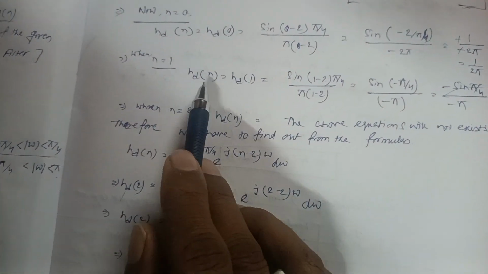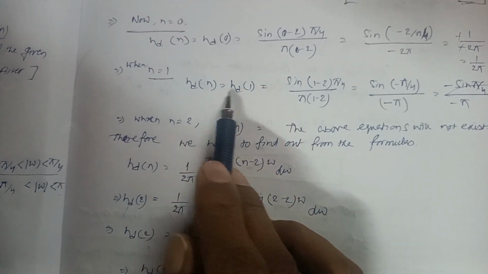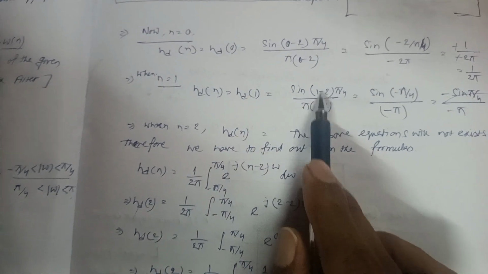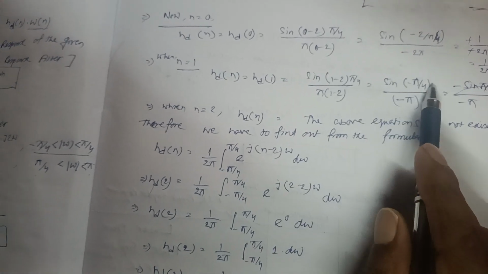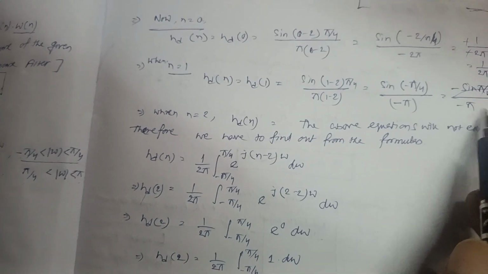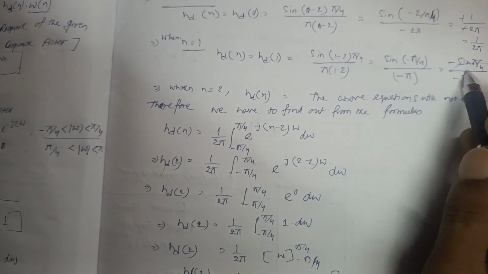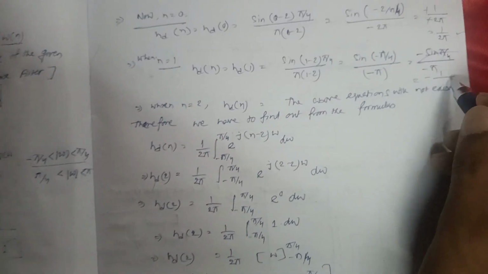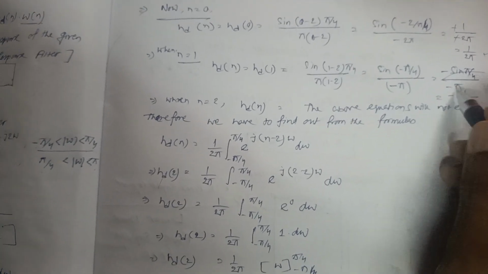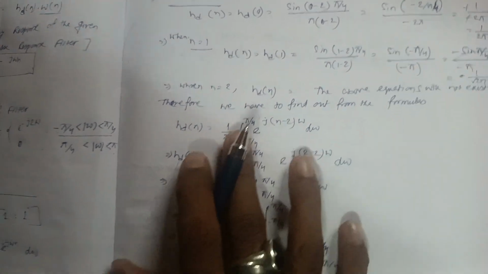When n equals 1, we put the value of n equals 1: hd of 1 equals sine of (1 minus 2) into pi by 4, over pi into (1 minus 2). So sine of minus pi by 4 over minus pi equals minus sine of minus pi by 4... minus 1 by root 2 over minus pi. So this will be minus 1 by root 2 pi, the minus minus cancels, so this will be plus 1 by root 2 pi.